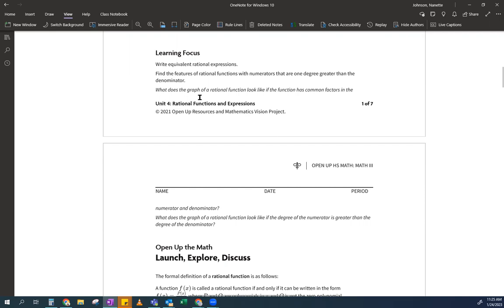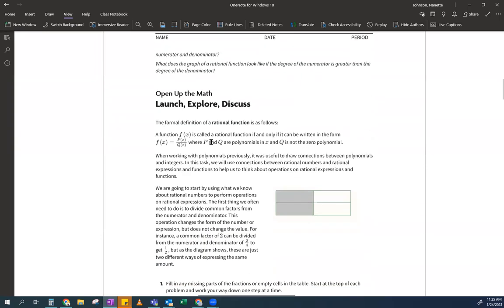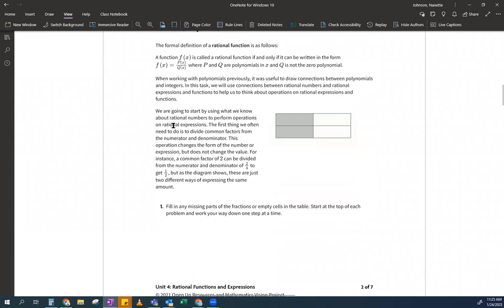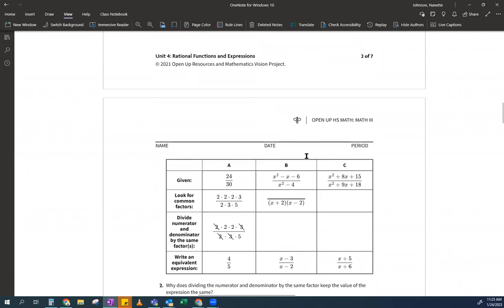So it says, what does the graph of a rational function look like if the function has common factors in the numerator and denominator? Ooh, what will happen? And what does the graph of a rational function look like if the degree of the numerator is greater than the degree of the denominator? We talked about this already. So this is fill in the missing part, and we're going to do this part.